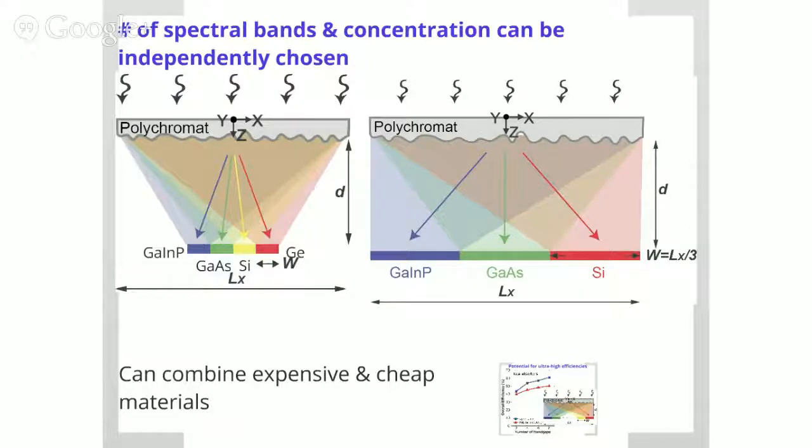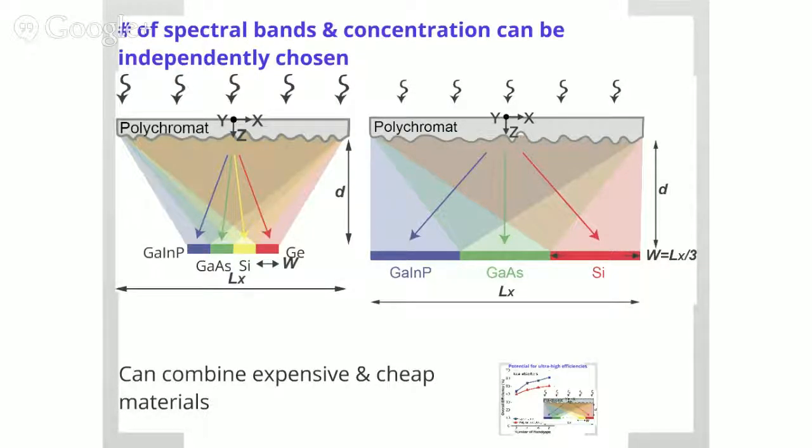In this case, I have 3 cells. This is the experiment that my students are trying to do right now. We haven't finished this yet. We have a gallium indium phosphide, gallium arsenide, and silicon cell, and he's already designed and fabricated this, and we have just measured them here. So here's a 3x concentration with 3 cells.